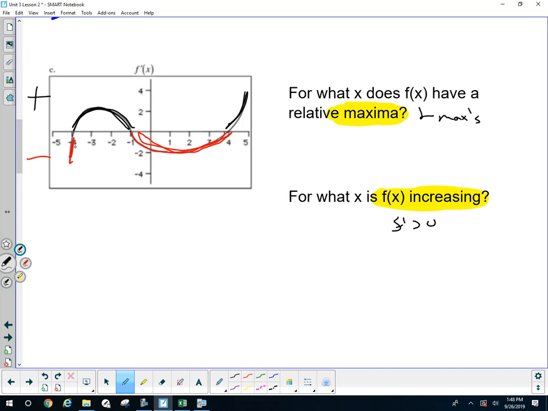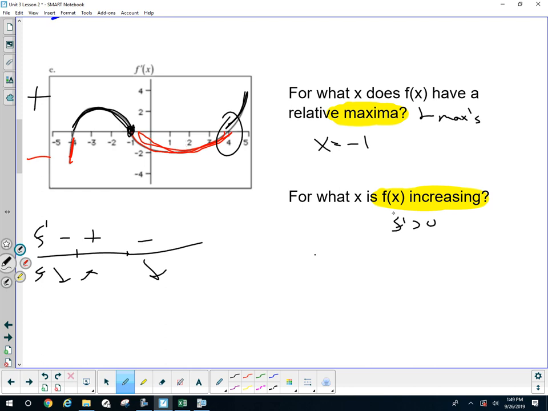When F prime changes from negative to positive, F is going down and up. This must be a location of a min, not a max. When F prime changes from positive to negative, F is going up then down. This critical point is the location of a max. Would 4 be the location of a max? Nope. F prime goes from negatives to positives, not a location of a max.